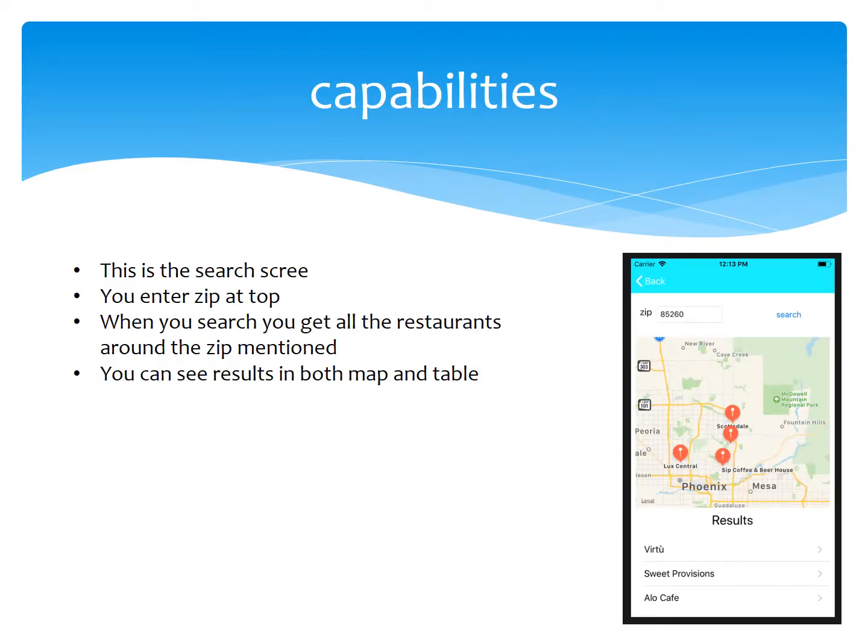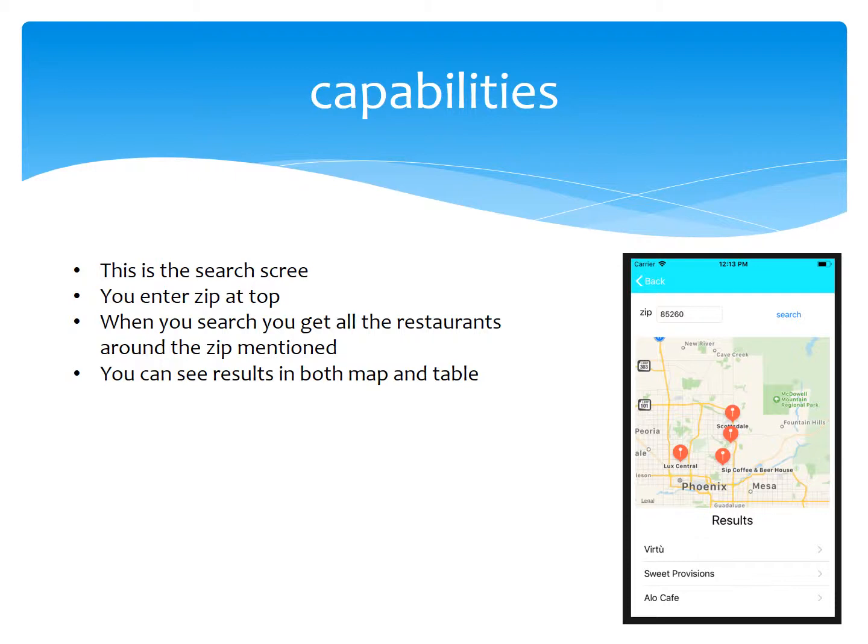This is the search screen. So once you click the add button, you get to choose if you want manually or search. I didn't show that screen because it's just a screen with two buttons. Once you hit search, you get this screen where you enter the zip code, and then you can see a map with the region you're in with the restaurants in that region.